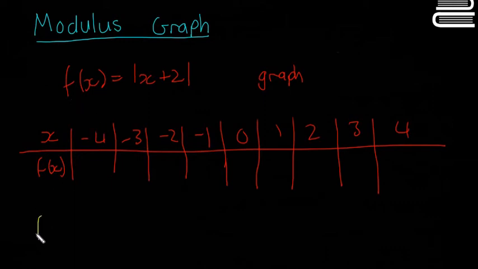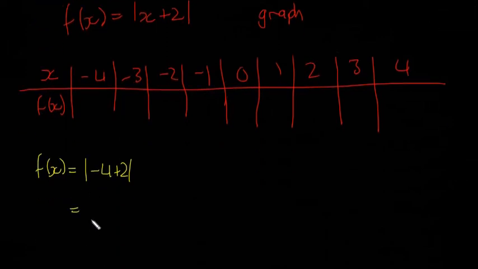So what you're going to do is f of x is equal to, so you're going to sub your value of -4 into your modulus. So it's going to be -4 plus 2, and you're going to find what your f of x or your y value is for your x. Okay, so that's going to be the modulus of -2, because -4 plus 2 is going to be -2, which is just going to be equal to 2. Right, so I'll write that in.